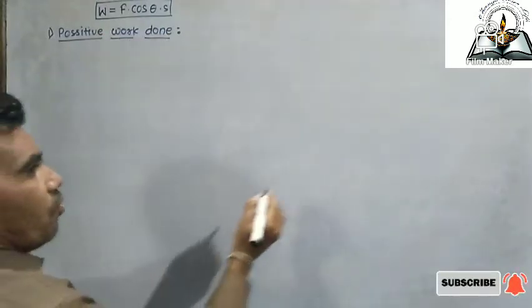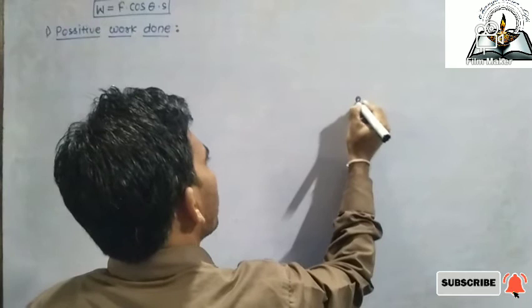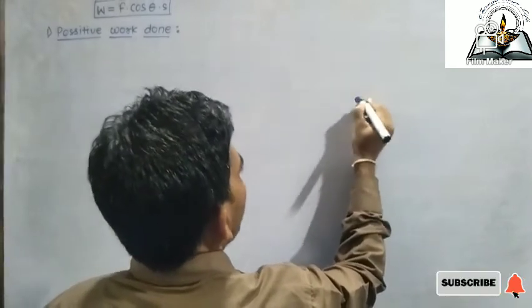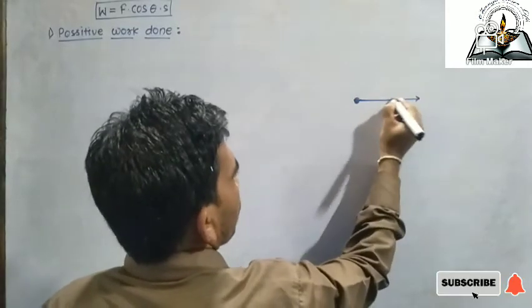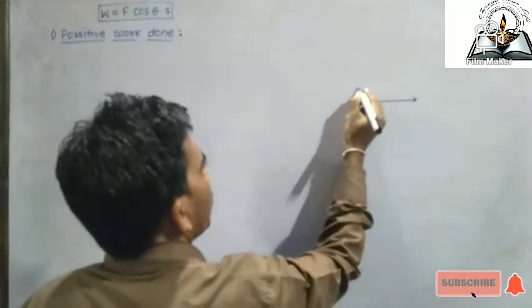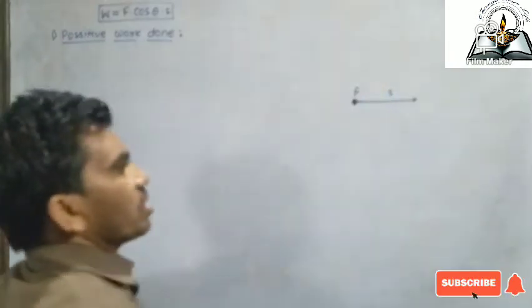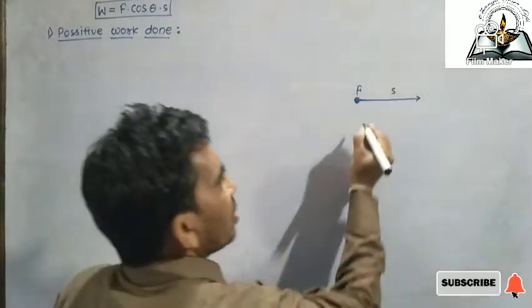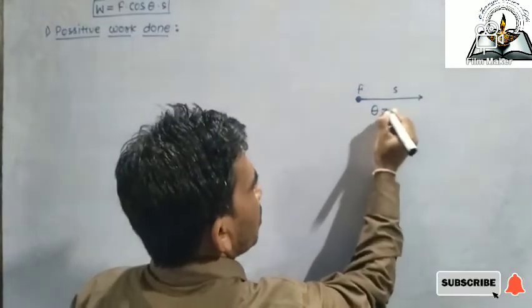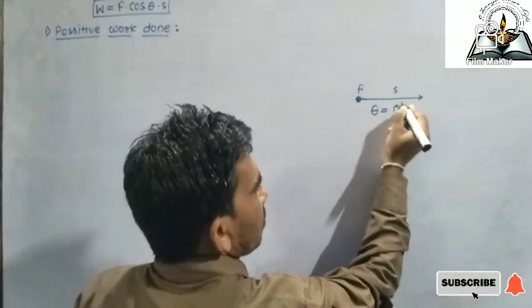For example, when the force is applied on the object and displacement takes place in the same direction, then it is said to be positive work done. In this case, angle theta is equal to 0 degree.